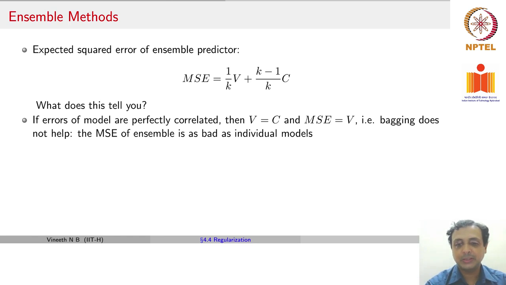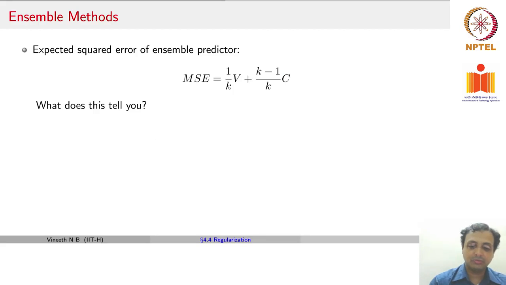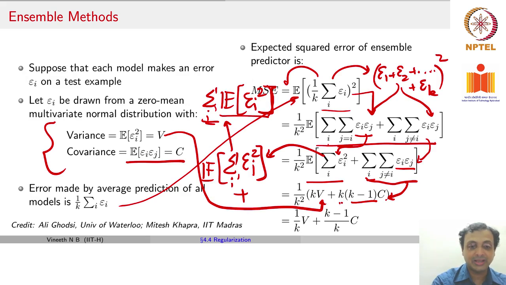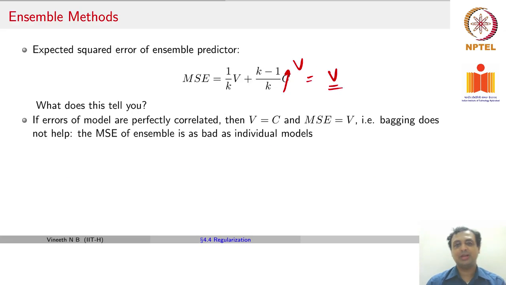Then when you substitute V equal to C here, you replace C with V, and you will end up with V itself as the answer. Rather, bagging really does not help, because V is the variance of any one model and is also the covariance between the models, and our ensemble also has the same mean square error. So it doesn't really help much when the errors of the models are all exactly the same and all correlated in exactly the same way.